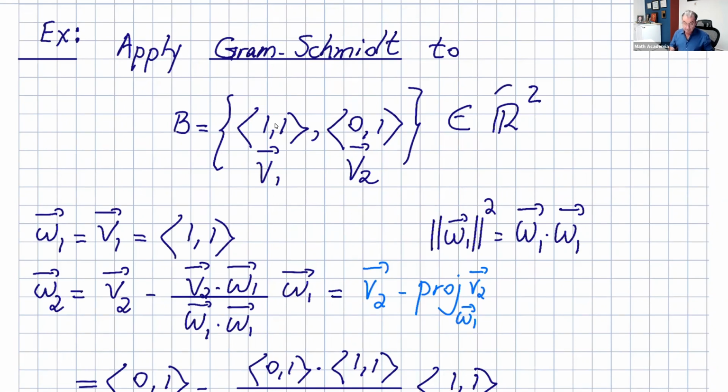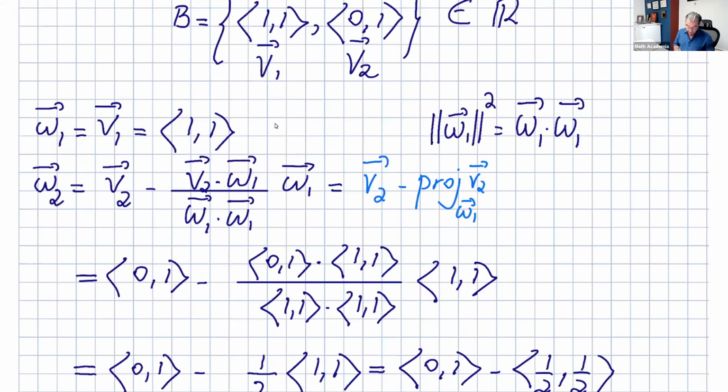The example I took is in R2. You're given two vectors, V1 and V2. So you call W1 to be V1, the first vector. The second vector is V2 minus the orthogonal projection of V2 over W1, and that's the formula. One thing, the norm of W1 squared is just W1 dot W1, which is much easier to use. So you take V2 minus the vector V2 dot W1, which is just V1, over W1 dot W1, which is the norm of W1 squared, times W1.